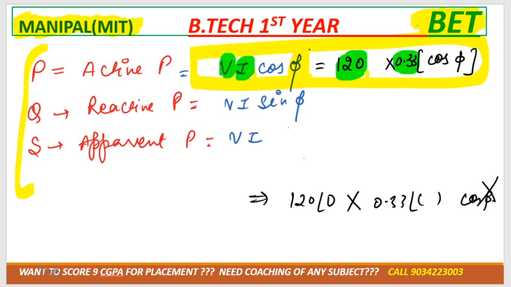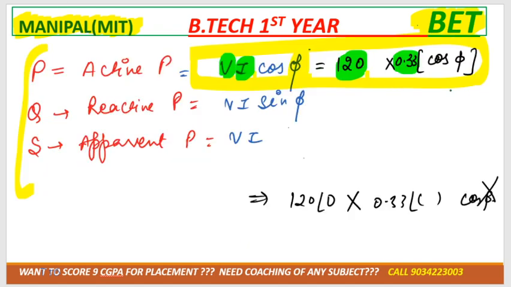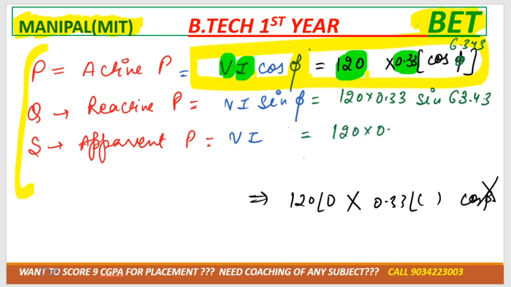Clear? See, cos phi you already calculated, basically phi is 63.43. So on the basis of that you can get cos phi. So cos of 63.43. Similarly, VI sin phi would be 120 into 0.33 into sine of 63.43, and VI is 120 multiplied by 0.33. Active power unit is watt, reactive power unit is VAR, and apparent power unit is VA. Write down the units as well for this case.